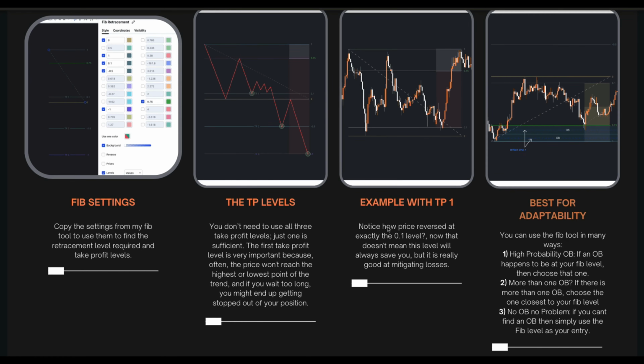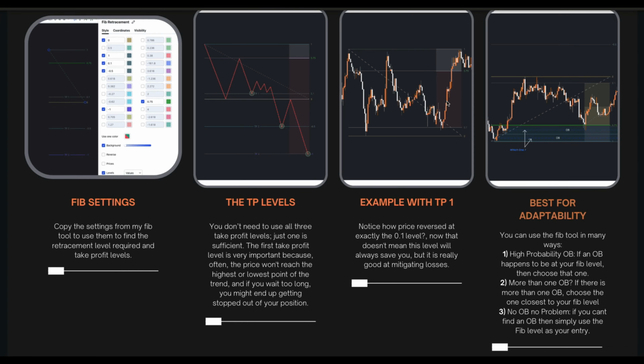So, example with TP1. Notice how price reversed exactly at the 0.1 level. Now, that doesn't mean this level will always save you, but it is really good at mitigating losses. Sometimes price won't even reach the 0.1 level, but what I have noticed in my backtesting is that it reaches it a lot, and then it'll maybe pull back and then go back down to continue breaking that structure. But I would much rather you just target this area. It's a lot simpler, a lot easier, and quite frankly, it's a real big lifesaver.